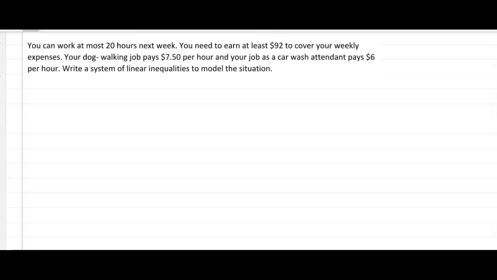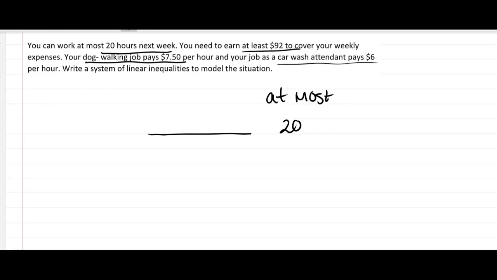Write the problem down. Okay, we have, you can work at most 20 hours per week. You need to earn at least $92 to cover your weekly expenses. So your dog walking job pays $7.50 per hour, and your job as a car wash attendant pays $6 per hour. Write a system of linear inequalities to model the situation. All right, so we know we have two totals. The first total is at most 20 hours.